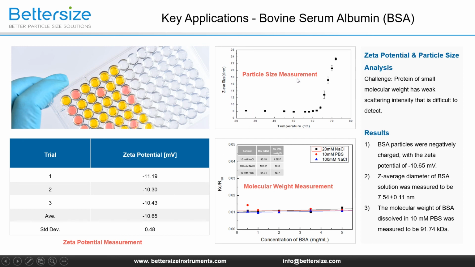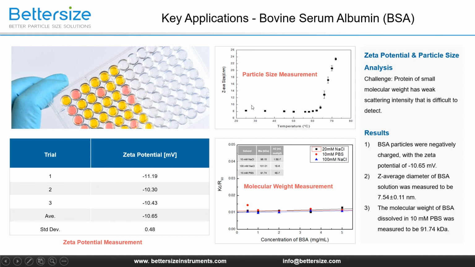Regarding the particle size, a thermal stability study was carried out. As a protein, BSA is sensitive to acid, alkali, and temperature. Its structure will change at high temperature, and its biological, physical, and chemical properties will also respond to changes, and in many cases, these changes are irreversible.